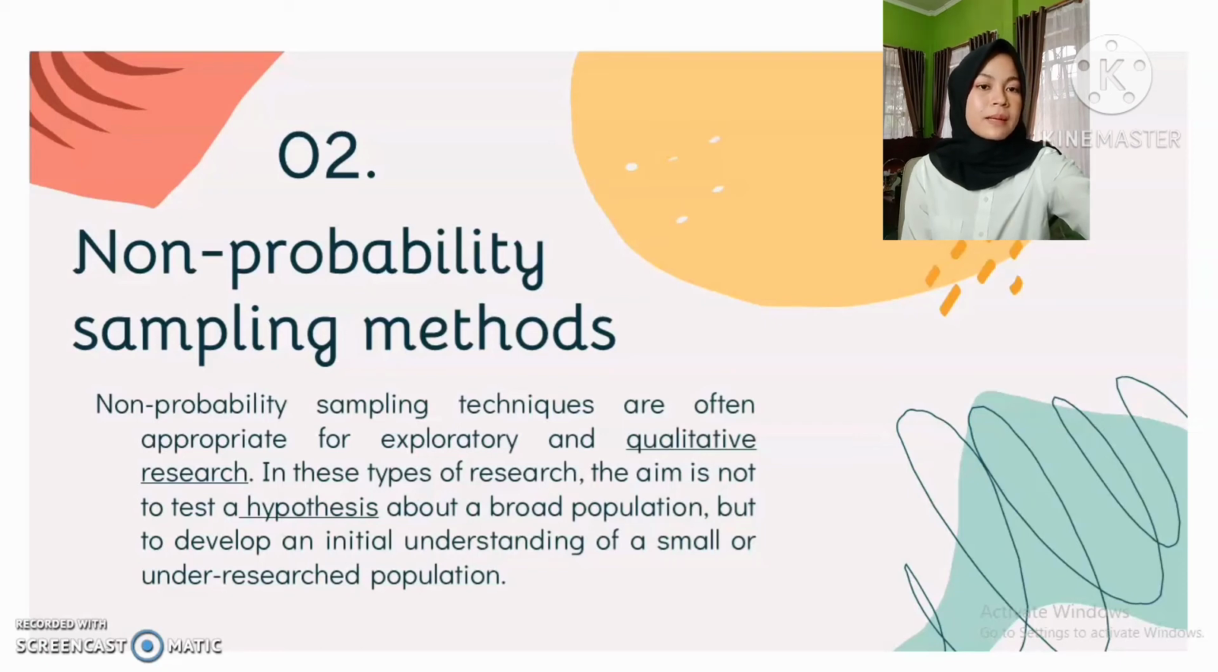Non-probability sampling techniques are often appropriate for exploratory and qualitative research. In this type of research, the aim is not to test a hypothesis about the broad population, but to develop an initial understanding of a small or under-researched population.